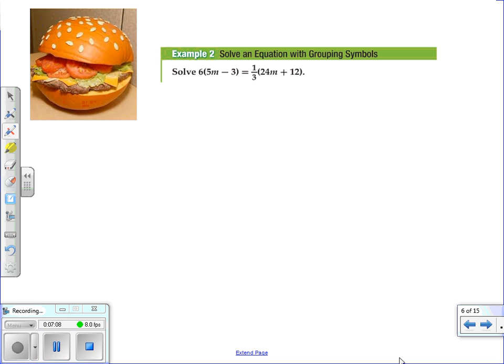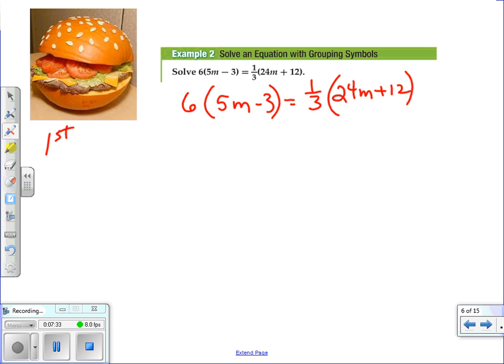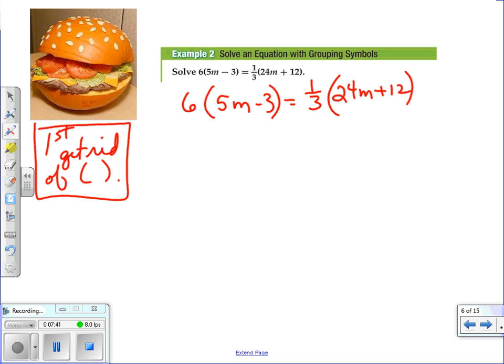Here we go. Here's our problem. 6 parentheses 5m minus 3 equals 1/3 parentheses 24m plus 12. So the first thing I do is get rid of the grouping, of the parentheses, right, guys? That's what I'm going to do first. All right. So that means I have to distribute.